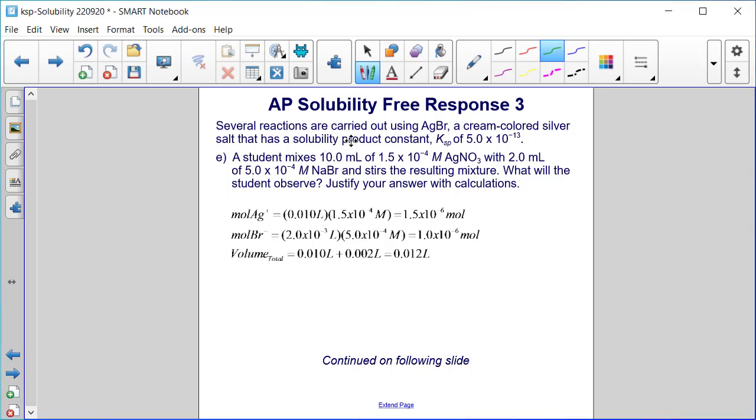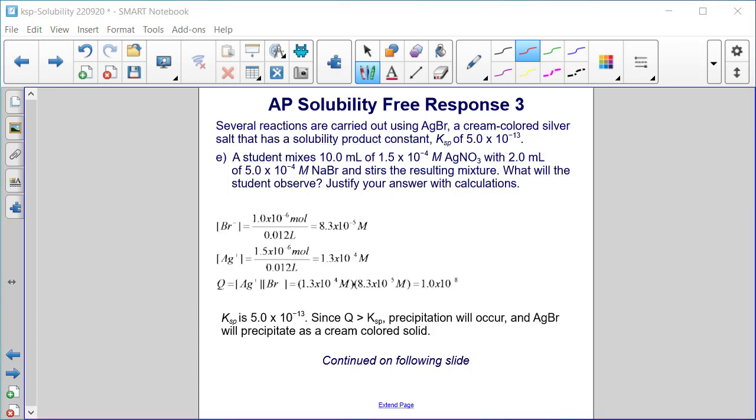0.010 liters is 10 milliliters. 10 milliliters of 1.5 times 10 to the minus 4 molar silver is 1.5 times 10 to the minus 6 moles of silver ion. And 2 milliliters, so 2 times 10 to the minus 3 liters times 5.0 times 10 to the minus 4 molar gives us 1 times 10 to the minus 6 moles of bromide. And the total volume, 10 milliliters plus 2 milliliters, is 12 milliliters or 0.012 liters. All right, let's finish this up on the next slide.